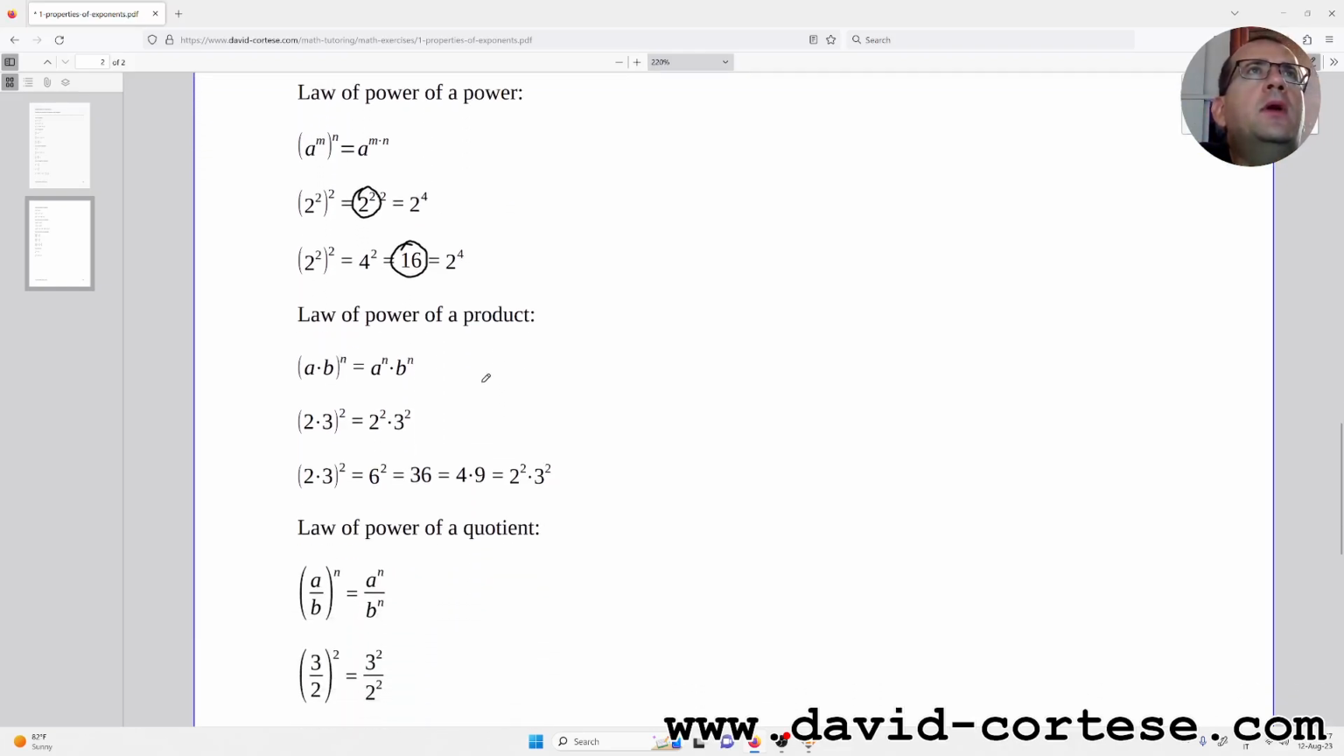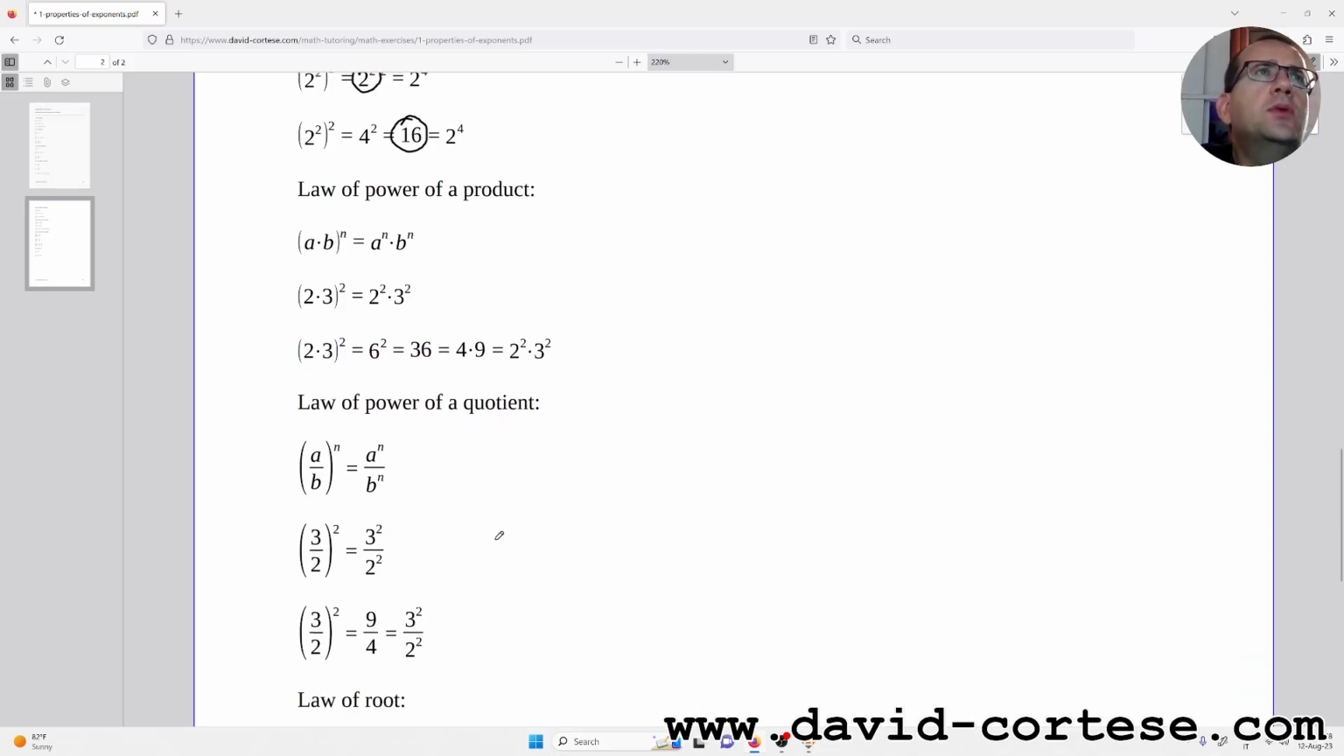Law of power of a product. A times b raised to n is equal to a raised to n times b raised to n. So for example, 2 times 3, everything raised to 2, is 2 raised to 2 times 3 raised to 2. So it's 2 times 3 is 6, raised to 2 is 36. That is equal to 4 times 9. That is 2 raised to 2 times 3 raised to 2.